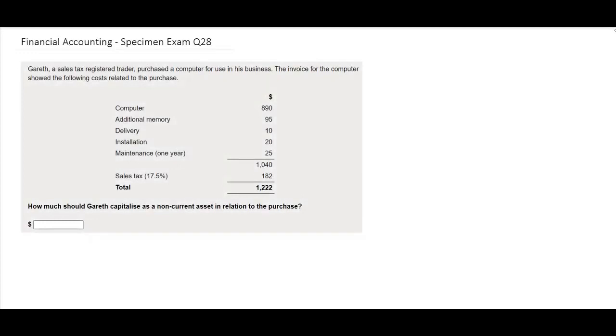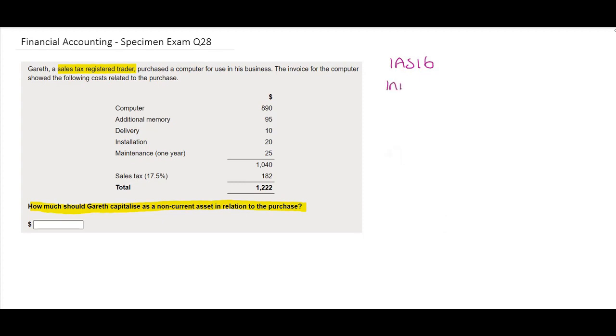In this question, you are being asked how much should Gareth capitalise as a non-current asset in relation to the purchase. The information provided to us tells us that Gareth is a sales tax registered trader and has purchased a computer for use in his business, and the invoice for the computer showed the following costs. Looking at the breakdown of these costs, we need to decide what is allowed as per IAS 16, our accounting standard for property, plant and equipment.